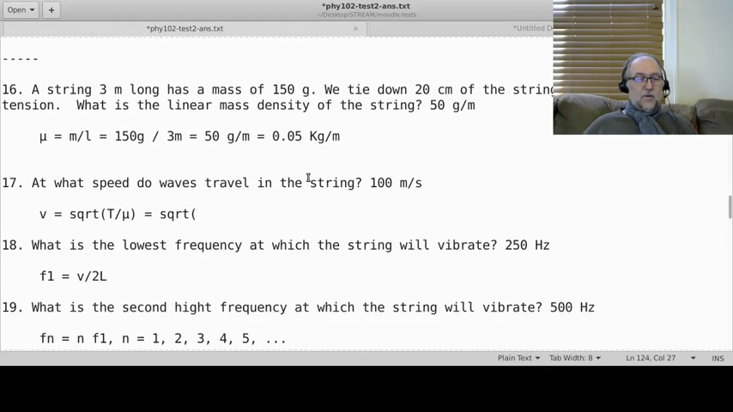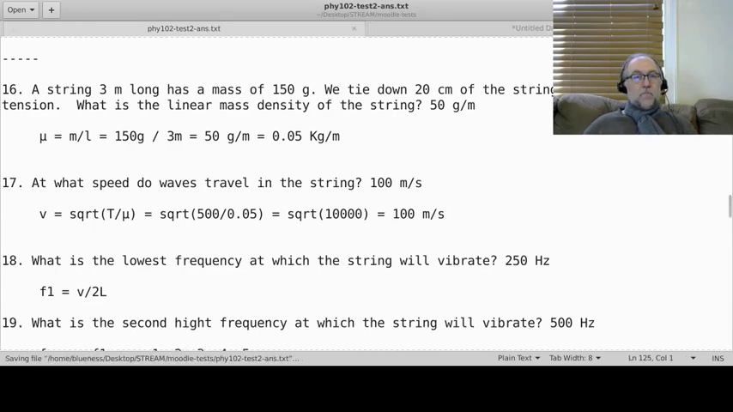Okay, and so if we put 500 newtons in there, divided by 0.05, like that, and that's going to be the square root of 10,000, and the square root of 10,000 is 100, and everything's in MKS, so the answer will come out in meters per second. All right, so there's that answer. All right, now what?